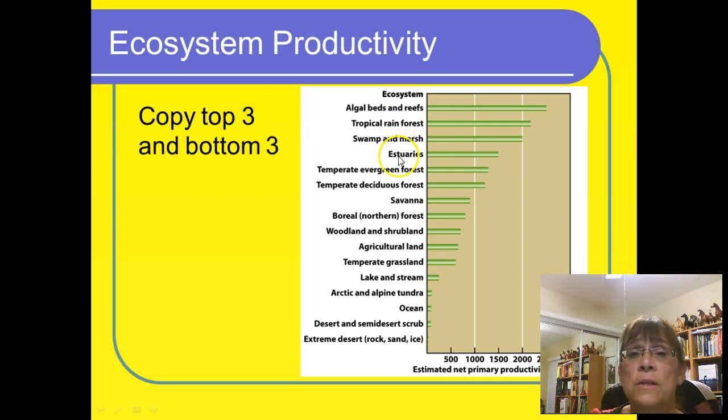Tropical rainforest, not only does it have very, very high biodiversity, but it has an enormous amount of productivity. And then second comes in our swamps and marshes. This is going to be like the Everglades, because you have a wet environment that's damp with water that is very shallow, sets it up for lots of algal growth as well.